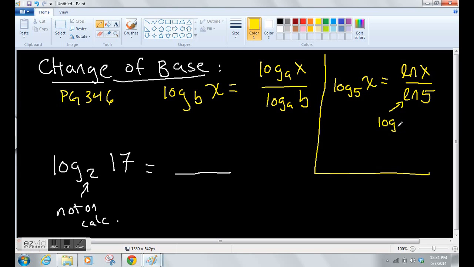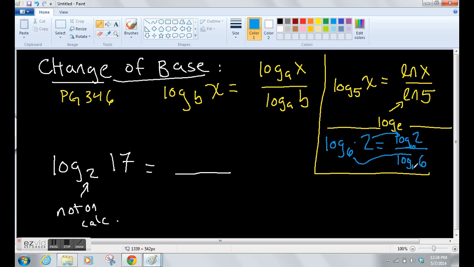Okay, let's try another one. Suppose we had log base 6 of 2. You could write that as log base 10 of 2, I'm just changing the base, divided by log base 10 of 6. And that way you can do these on your calculator. The only reason to do the change of base formula is to change it to either natural log, which is base e, or regular log, which is base 10. There's no real reason that I can see to change it from base 8 to base 2 or something. But you never know. Life is full of surprises. You might find yourself doing this.